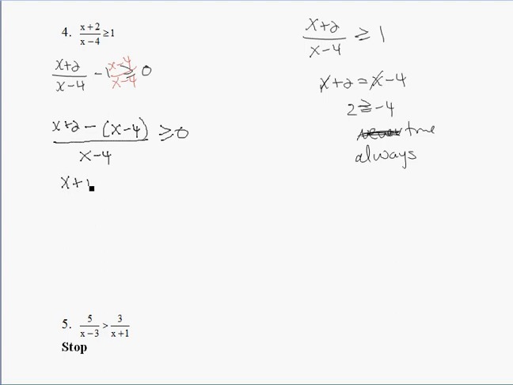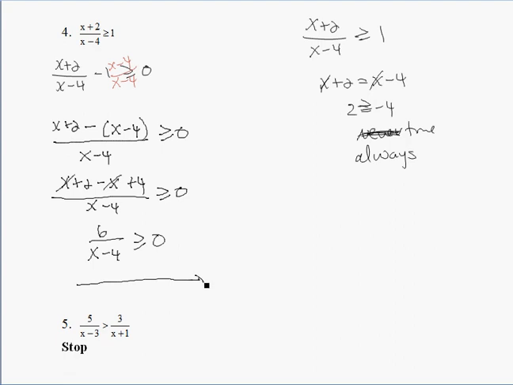So this is x plus 2 minus x plus 4 all over x minus 4 is greater than or equal to 0. Notice the two x's cancel out. I'm left with 6 over x minus 4 is greater than or equal to 0. Notice I'm leaving it in this form. I'm not going to cross multiply and get rid of the x minus 4 because this is a critical number.